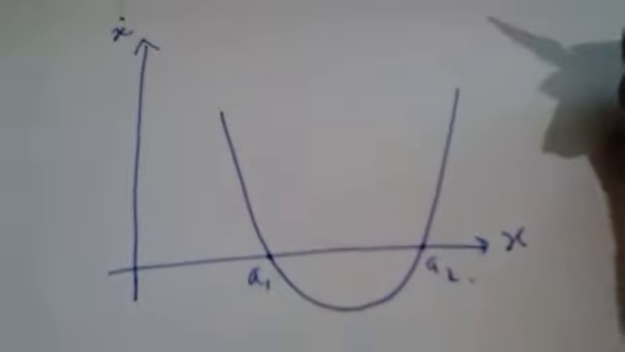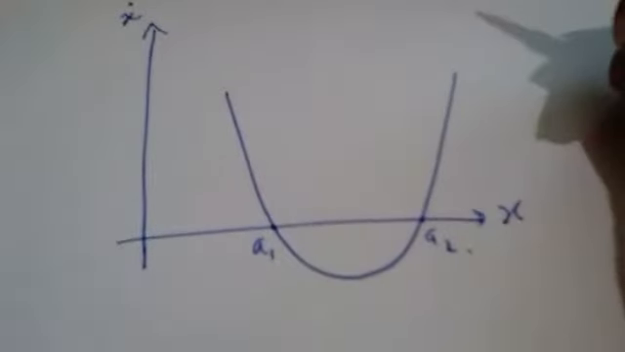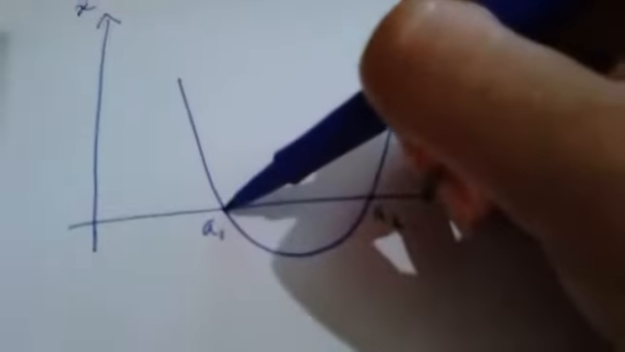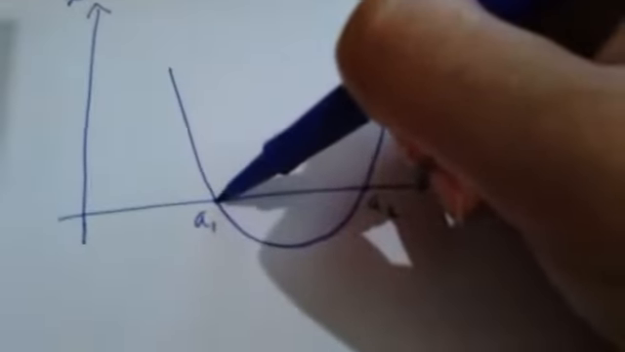What I'm going to do is break up the discussion on the stability of these two equilibrium points in two parts. So first we'll discuss the stability for this equilibrium state A1, and as I said earlier, we're going to discuss this in two parts.